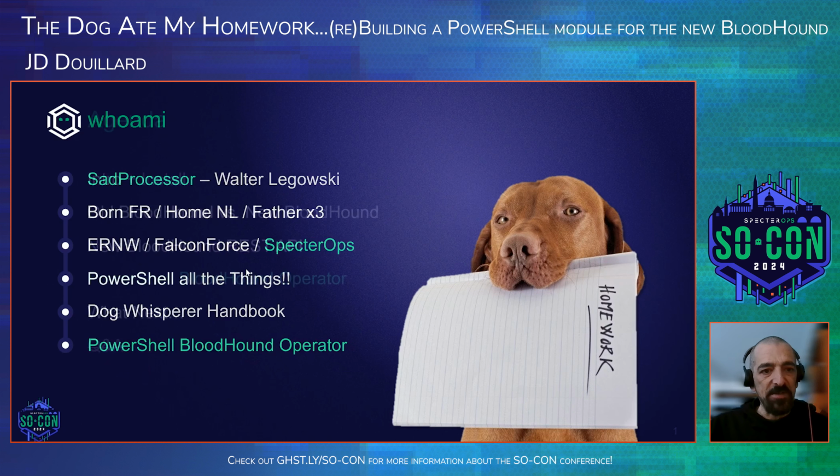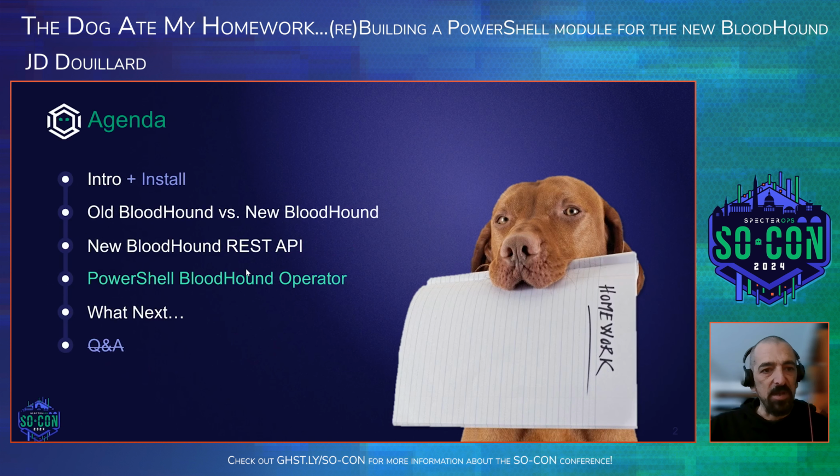So the agenda is slightly modified compared to the original SOCON talk. The intro, that's what we're doing now. Then I added a little bit of a demo of the install, which I didn't do during the original talk. I just wanted to be sure everything would work, so I skipped that, but here I can show you that. While everything is installing, we're gonna go into a bit of slides, and I'll explain the main differences between the old and the new BloodHound.